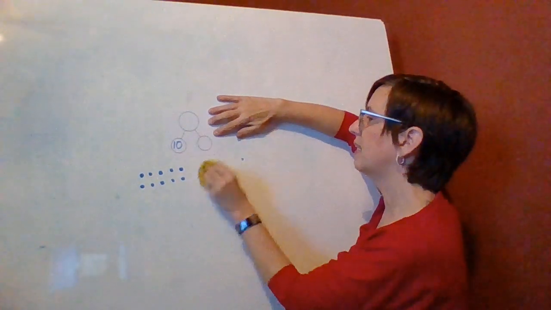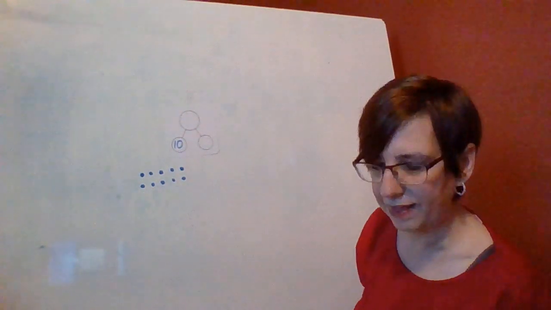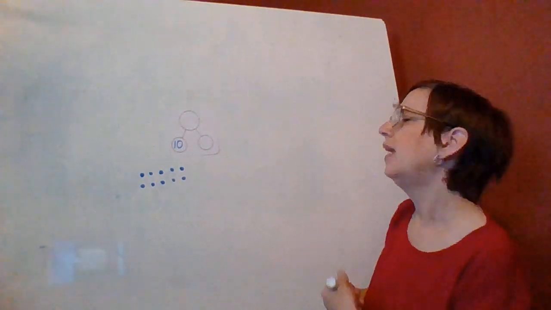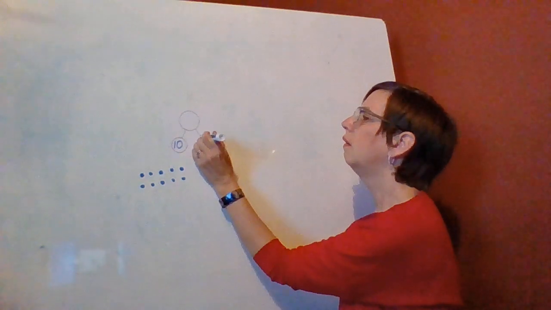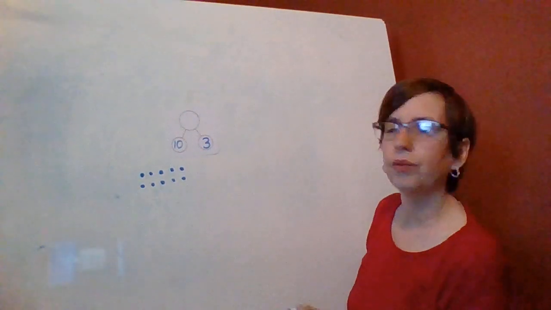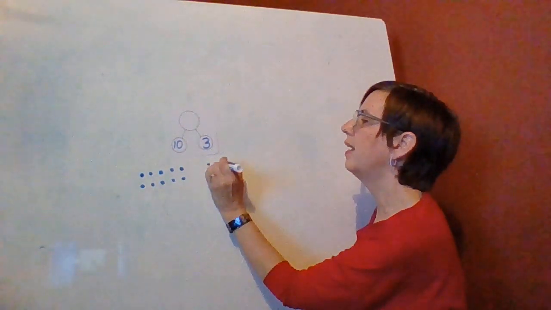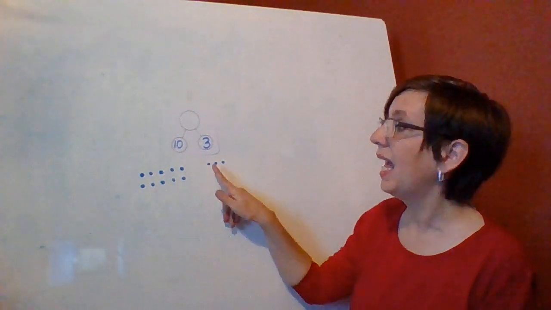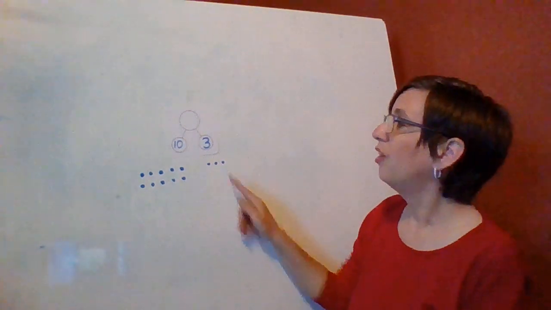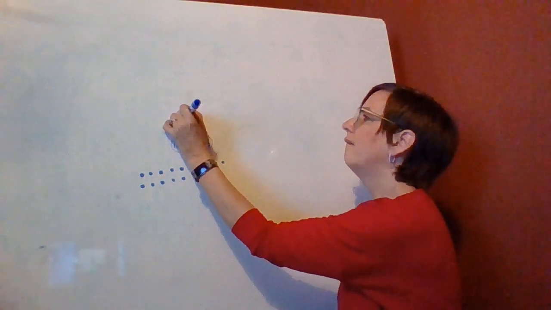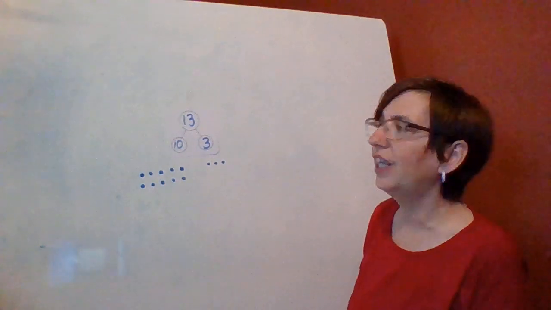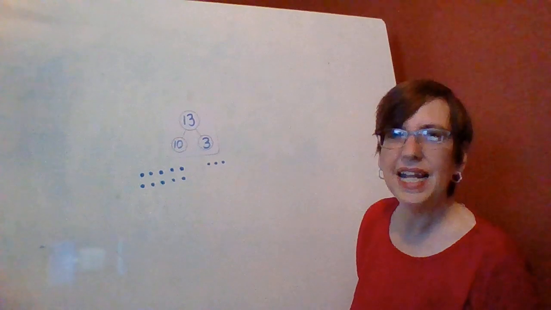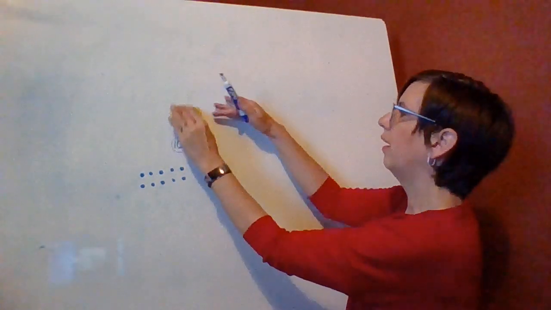Instead of 6 this time, I'm going to leave the 10 right there because we're going to be working on those teen numbers. Let's do 10 and 3. So I'm going to put 3 dots on. Now, let's count on from 10. 10, 11, 12, 13. Very good. And the 13 would go up there in the top because that's what we have all together. Let's try one more.